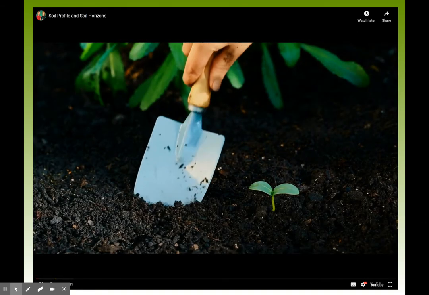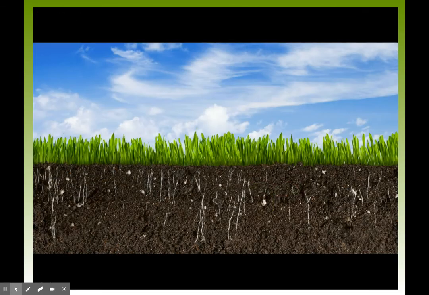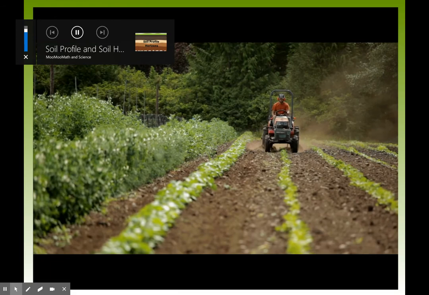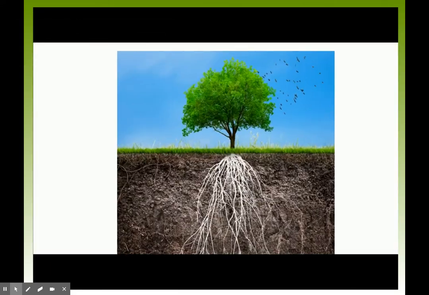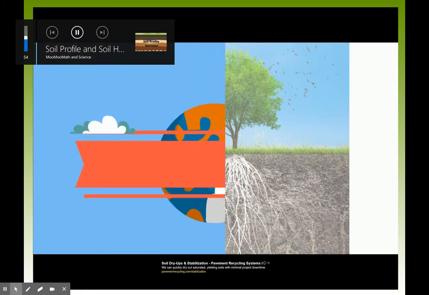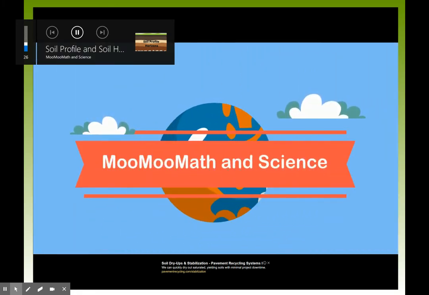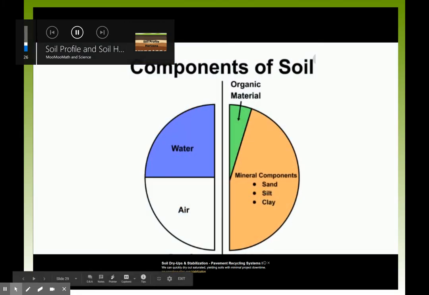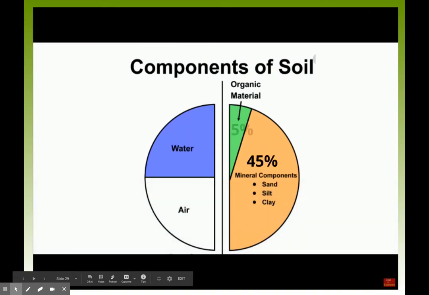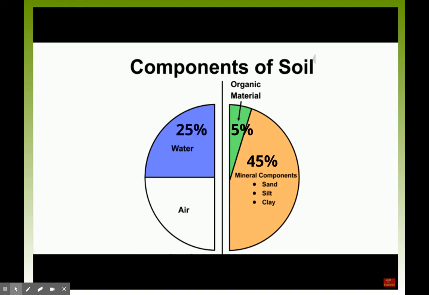Soil is essential. You walk on grass rooted in soil and eat food grown in soil. Plants and trees need it to grow, but what is soil composed of? Welcome to Moo Moo Math and Science and Soil. If you look at a chart of soil, you'll see that it is made up of 45% minerals, 5% organic matter like decaying plants and animals, 25% water, and 25% air.